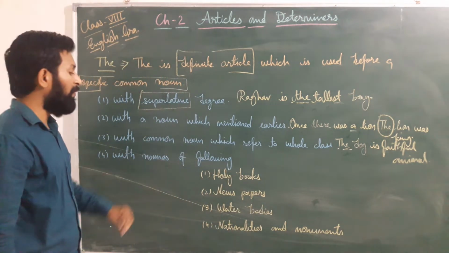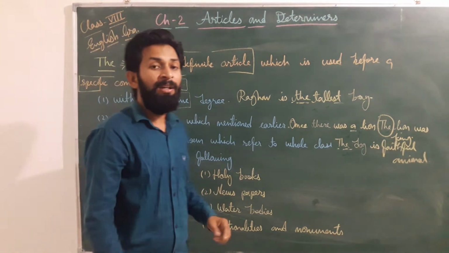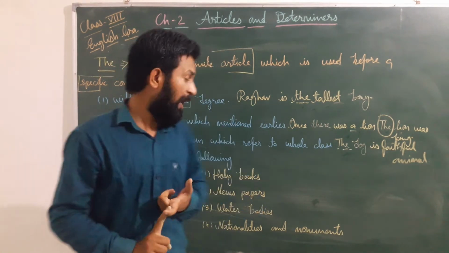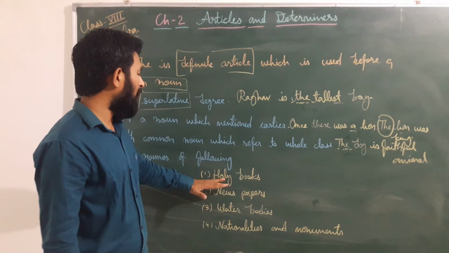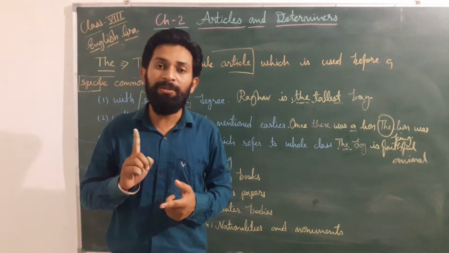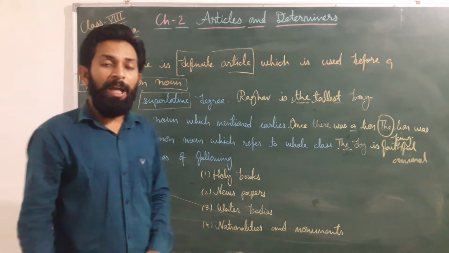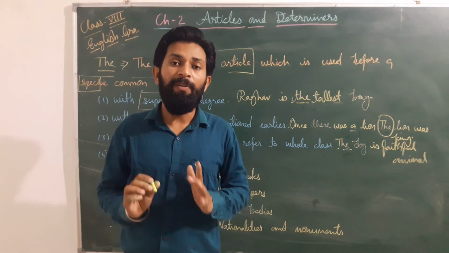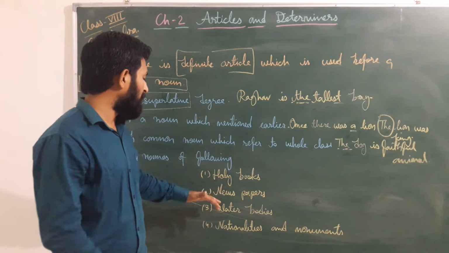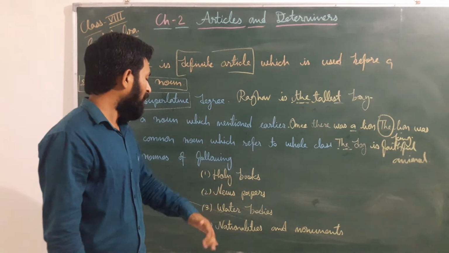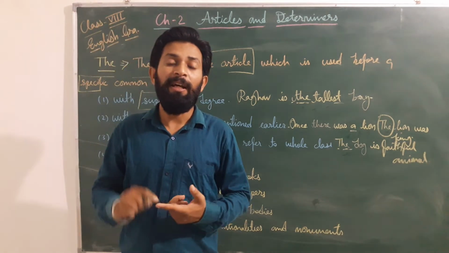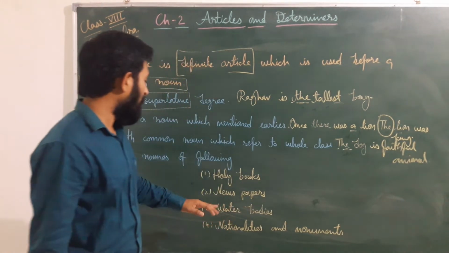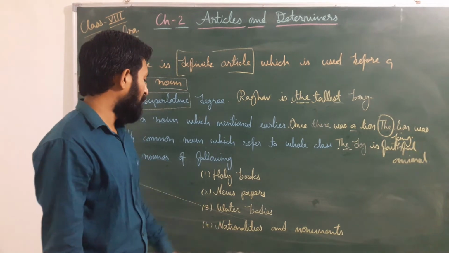After that, with names of the following. If any holy book name is there, like Ramayana, Mahabharata, Gita, Quran, Bible, Guru Granth Sahib, all that type of holy book names, before that also you have to use the. Newspapers. If any newspaper name is there, the Times of India, Dainik Bhaskar, Punjab Kesari, before that also we have to use the. Water bodies, the Ganges, the Nile, the Kaveri, the Krishna, if that type of river name is there, then we have to use the only.